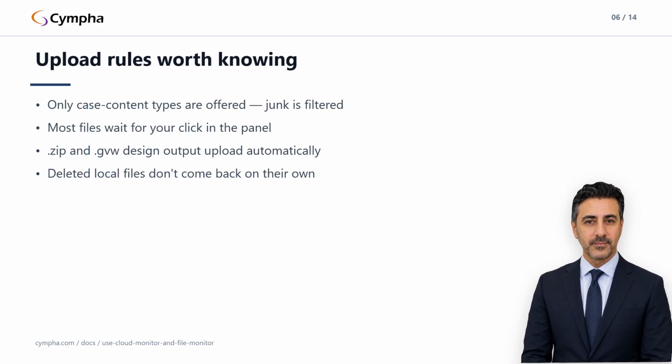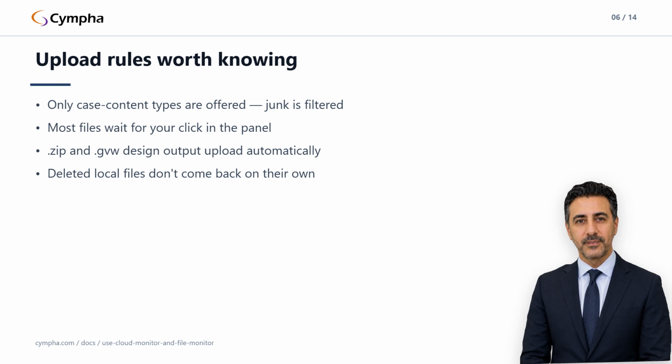Second, most files wait for your click in the panel. The agent queues them, you decide. But third, two kinds of files skip the queue. Zip archives and GVW design output upload automatically, because those are self-contained design deliverables. When a design tool writes one, it's finished by definition.